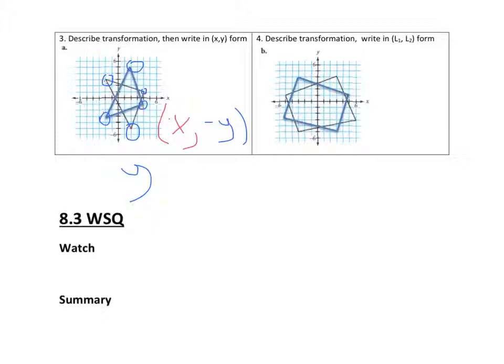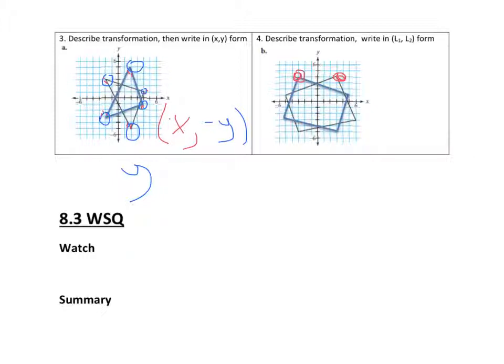Go ahead and pause the video and try number 4. So we look at number 4. We look at the y values, which are the same for these 2 points. What we do notice is that the x values went from a positive 3 on this side to a negative 3 on this side.